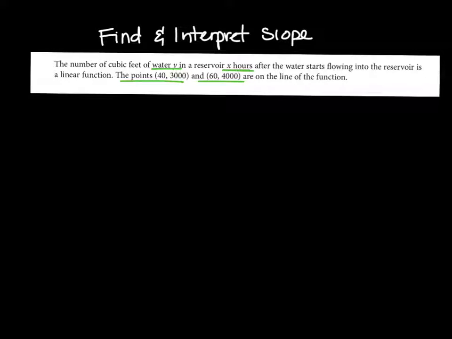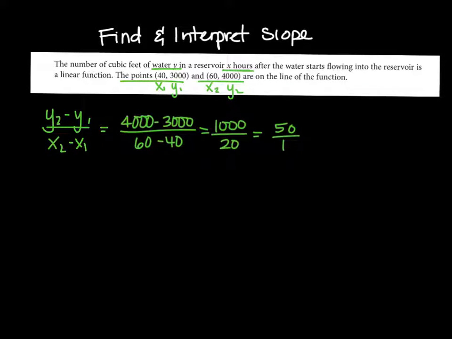So to find the slope, they've given me ordered pairs, so we're going to do the same, y2 minus y1 over x2 minus x1. I would, again, label your ordered pairs, so x1, y1, x2, y2. I'm going to take a minute to work this out. And when I did that, I got 50/1, which is the same thing as 50. Now, we want to interpret what that slope means.